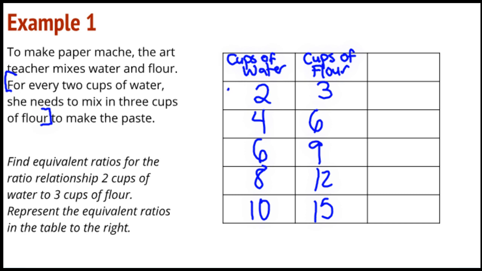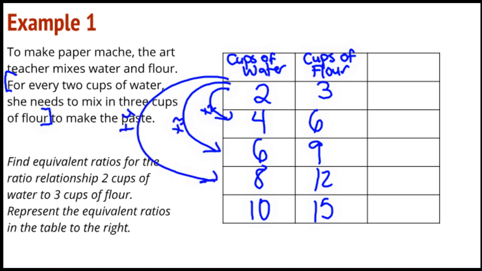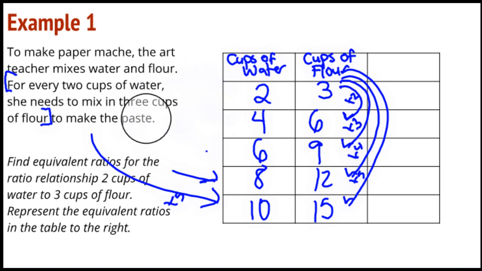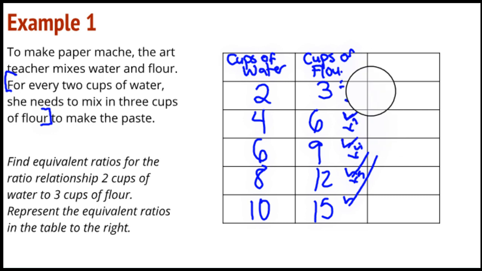And hopefully you also noticed that what was happening on the table here is we had a times 2, and then a times 3, and then a times 4, and then a times 5. And we did the same thing, of course, on the other side. Times 2, times 3, times 4, and times 5. And of course, that's what a constant means. I'm multiplying both parts of the ratio, the cups of water and the cups of flour, by the same number. So I've got what I believe are a stack of equivalent ratios here.